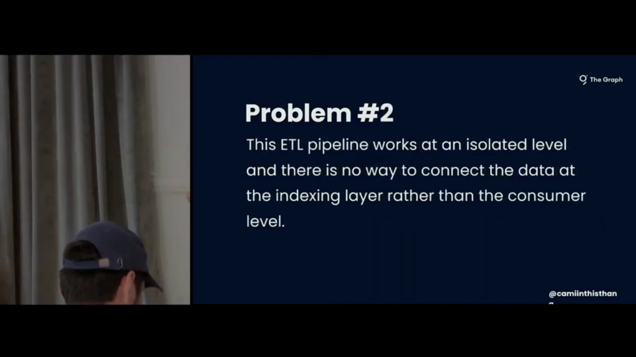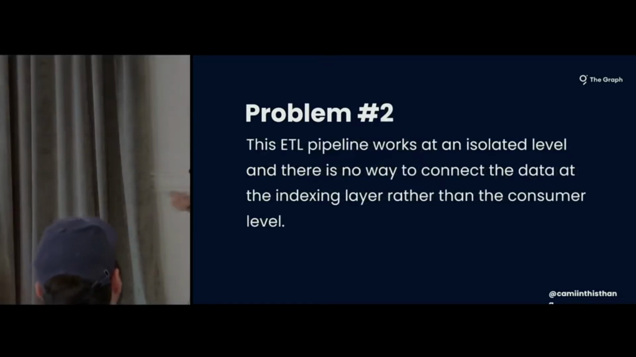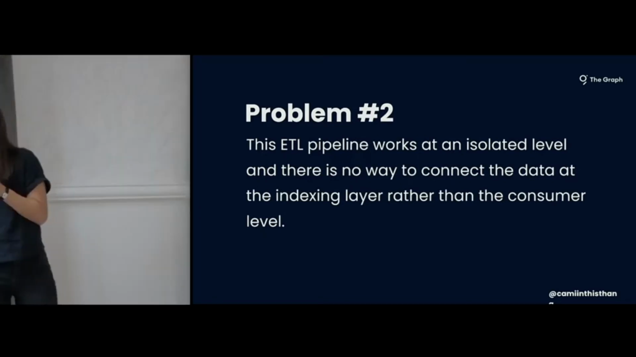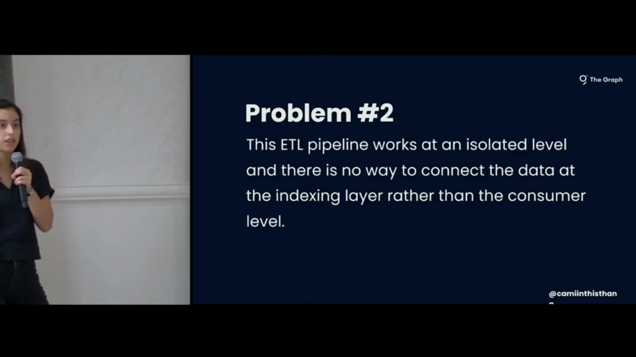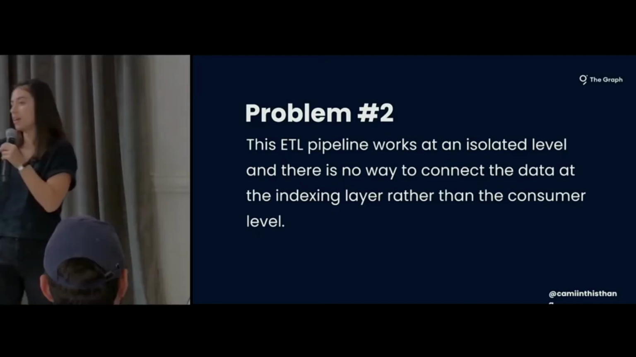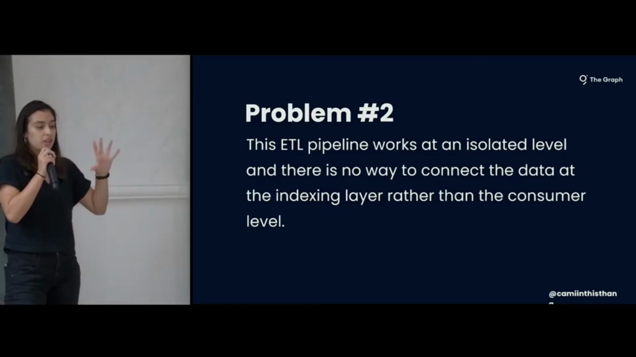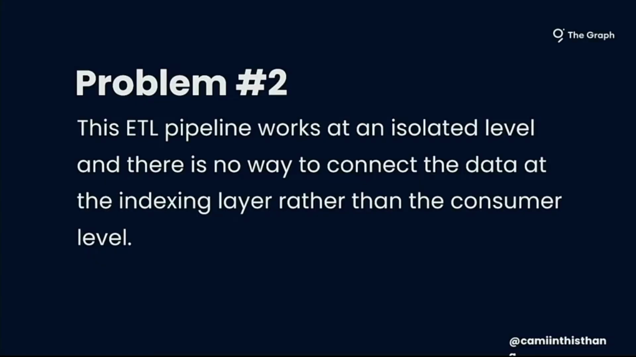The second problem is that the ETL pipeline works at an isolated level, and as of now, there was no way to connect the data at the indexing layer rather than the consumer level. So what that means is you could have your dApp deployed on multiple different networks, and you're going to have to write a separate subgraph for each one because you have one on maybe Polygon, maybe on mainnet, and I don't know, maybe one on some testnet. And the issue is that you would have to merge these together in your UI. Your user wouldn't know that there's 3 different subgraphs because you just display it however you want. But at the developer level, there's no way to connect these at a lower level. You can only connect them at your client application level.